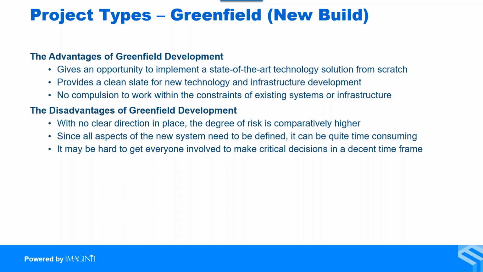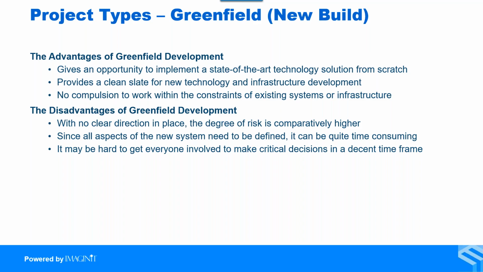The disadvantages of this, though, is if you don't have clear project direction, your degree of risk for these projects is much higher, and they can take a long time. Some of our clients are starting to want to reduce Greenfield builds from 4 years down to 2 years. And how do you do that quickly? How do you make sure everybody gets on the same page? So since all aspects of the new system need to be defined, this whole process can be quite time consuming. It may be hard to get everyone involved to make these critical decisions in a decent time frame to keep your project moving.